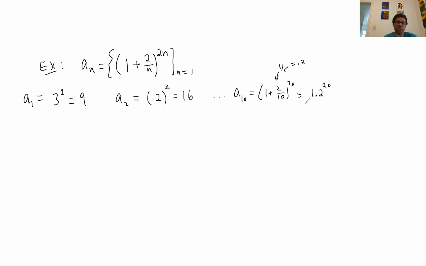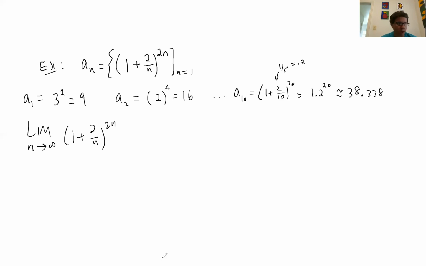And we'll go ahead and do that one. 1.2 raised to the 20th is around 38.338, approximately. It still doesn't necessarily help. I mean, we want to let this thing go to infinity. So the key is: what's the limit as n goes to infinity of (1 + 2/n) to the 2n power?